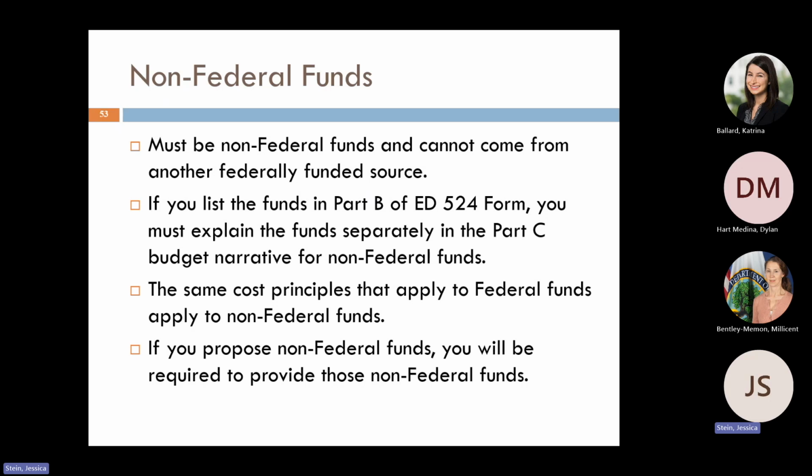If you list the funds in Part B of ED 524, you must explain the funds in a separate Part C for non-federal funds. The same cost principles that apply to federal funds apply to non-federal funds. If you propose non-federal funds, you will be required to provide those non-federal funds for each year of the grant that you propose them. This is necessary to maintain the integrity of the competition, since readers consider these non-federal contributions when scoring applications.